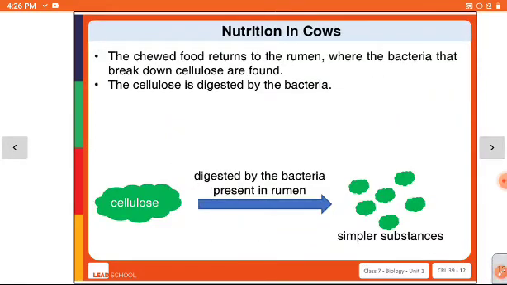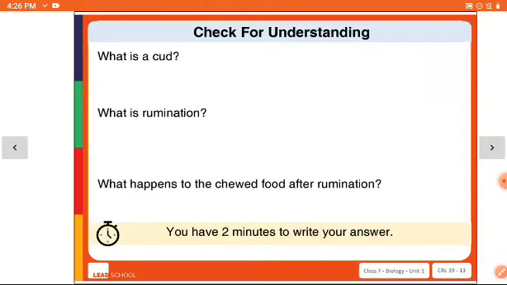So nutrition in cow. The chewed food returns to the rumen, where the bacteria that break down cellulose are found, and the cellulose is digested by bacteria present in the rumen, which break it down into simpler substances.